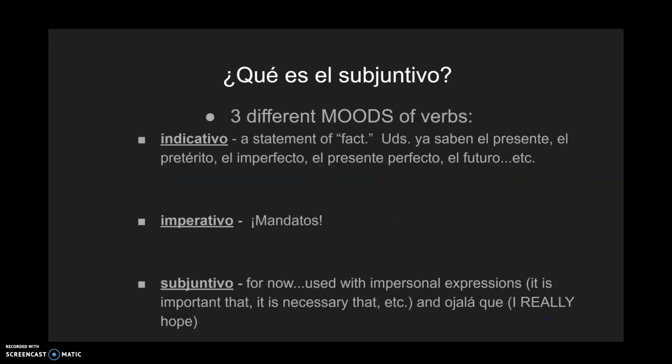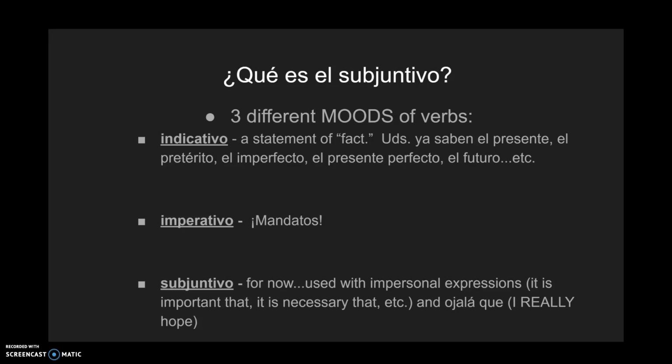So the first thing you need to be aware of, of course, is ¿qué es el subjuntivo? What is it? Up to now in your Spanish language learning, you've been focusing, as far as grammar goes, on a lot of tenses. Okay, so verb tenses: the present, the past, the future you'll be learning shortly. But you may not be aware that there are also three different moods of verbs.